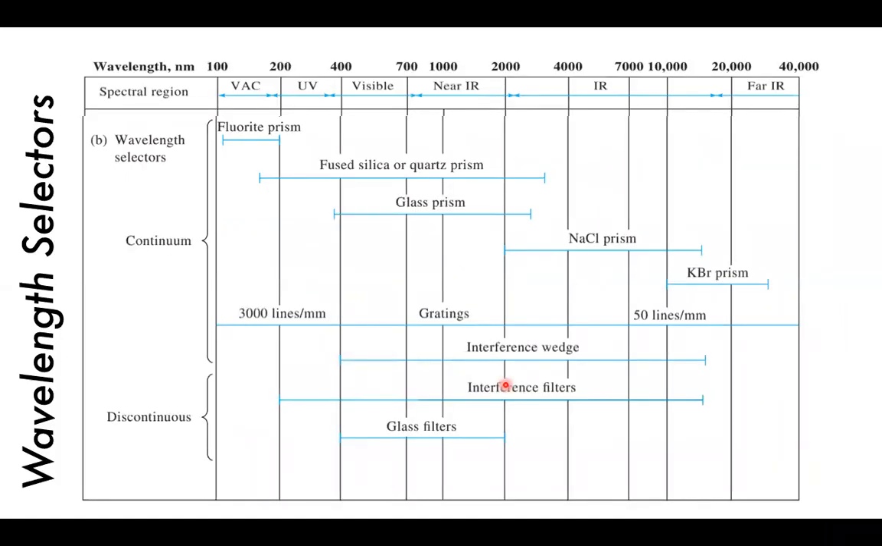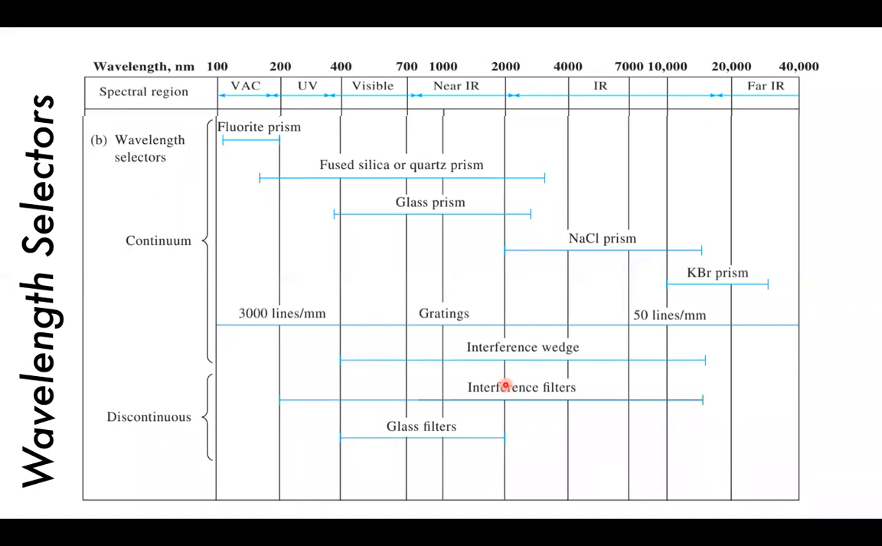Wavelength selectors. So we saw earlier the continuum sources, such as the tungsten lamp and the deuterium lamp. Sometimes we don't want to excite our entire sample with all the wavelengths at once. Maybe we just want to measure at one particular wavelength at a time. Maybe that's because of the setup of our instrument. Maybe our photodetector or our transducer isn't capable of measuring everything at the same time.